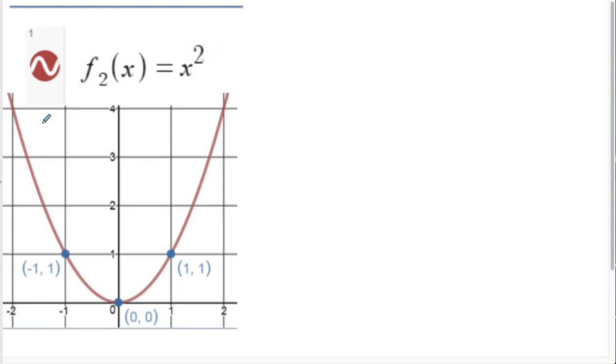With end behavior, we're looking at the endpoints of the graph: where does it start and then where does it end? This is on the left side of the graph, and this is where it ends on the right side of the graph. All right, so that's end behavior.